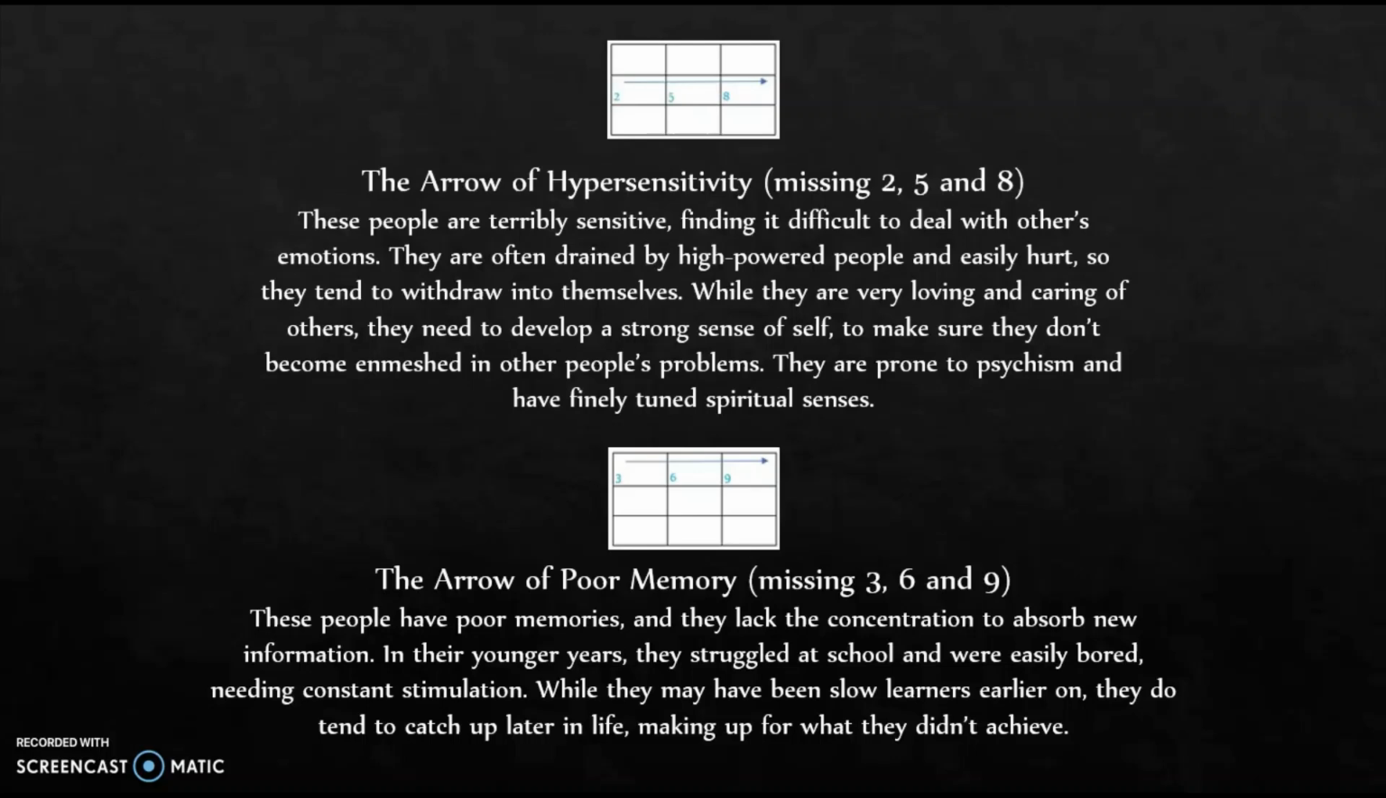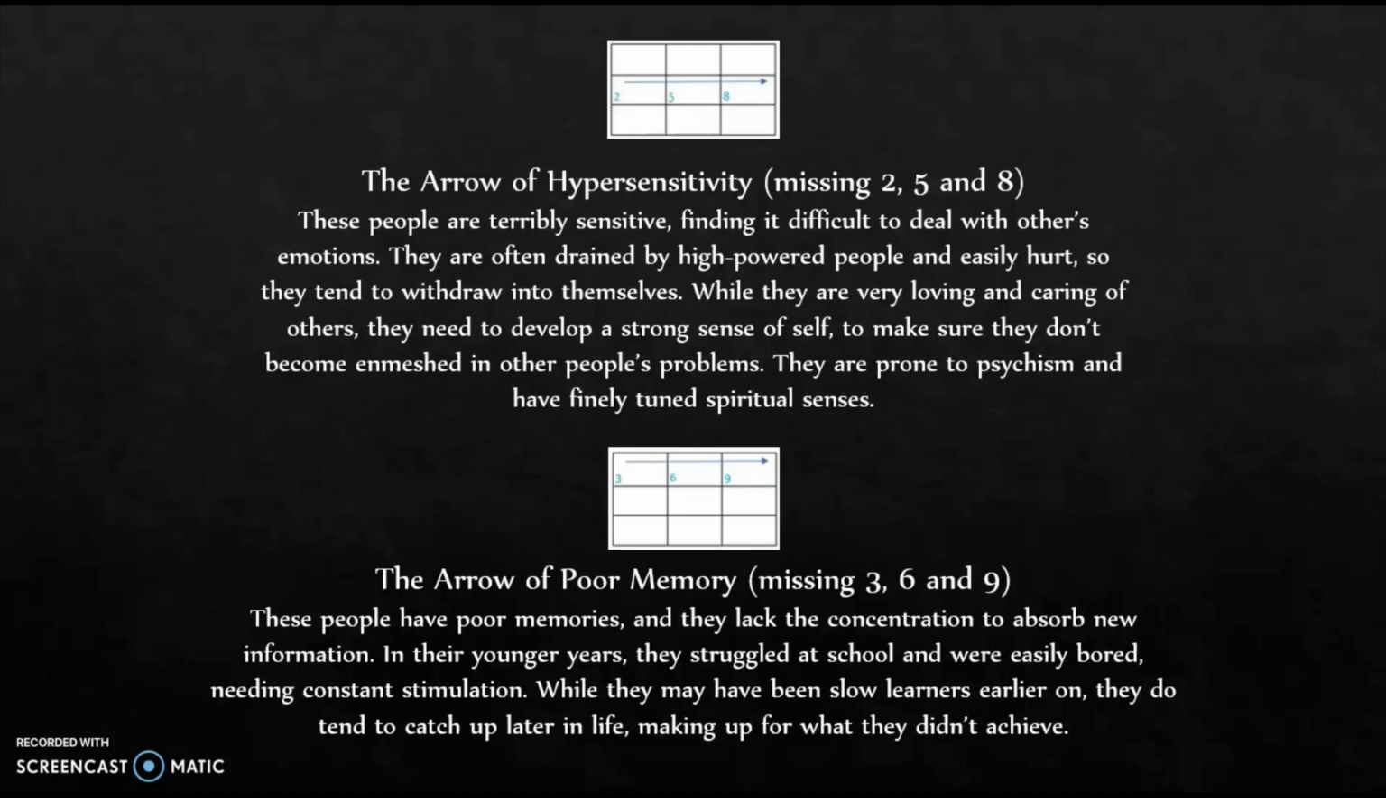The arrow of hypersensitivity, missing 2, 5, and 8. These people are terribly sensitive, finding it difficult to deal with others' emotions. They are often drained by high-powered people and easily hurt, so they tend to withdraw into themselves. While they are very loving and caring of others, they need to develop a strong sense of self to make sure they don't become enmeshed in other people's problems. They are prone to psychism and have finely tuned spiritual senses.